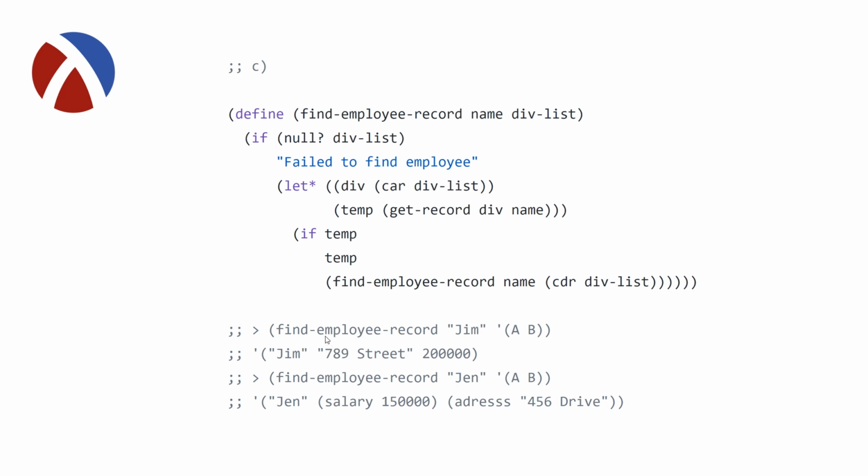And this works. If you make two different calls, find employee record Jim with the div list, A and B are two divisions, it'll give you Jim's record. And if you do the same thing with Jen, it'll get Jen's record.